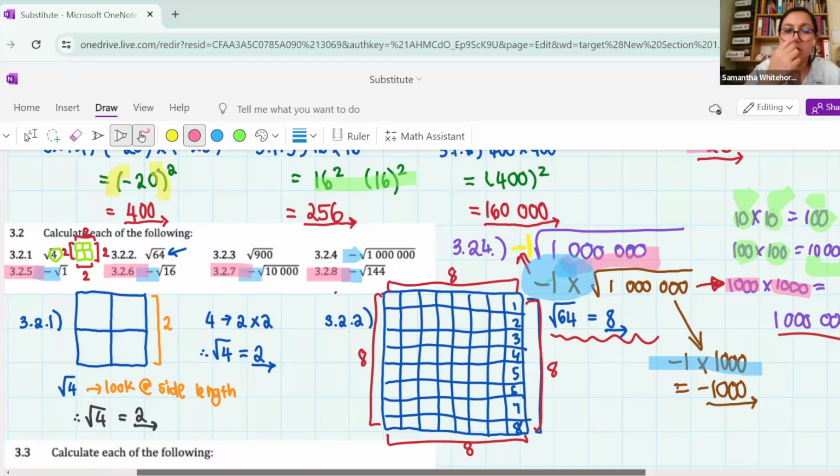Remember, if you've got questions, you're more than welcome to ask. And again, just remember when we've got that -1 in front of our bracket, in front of the square root, it is a coefficient. So exactly like I've explained here. So just remember that.